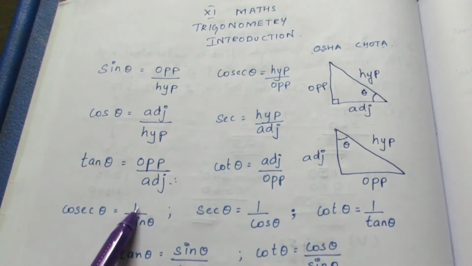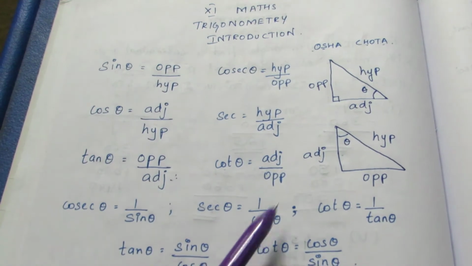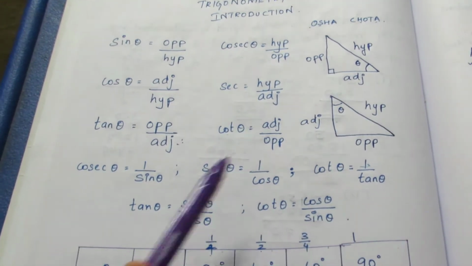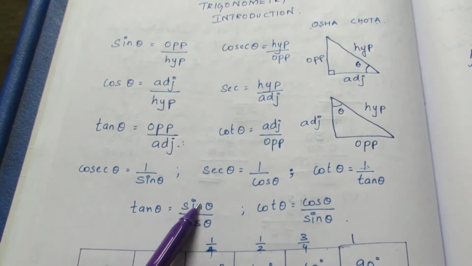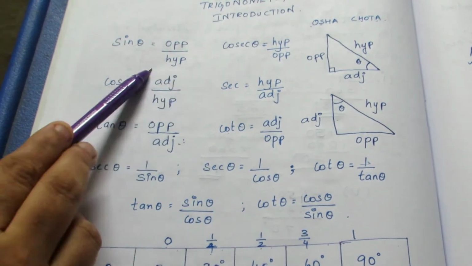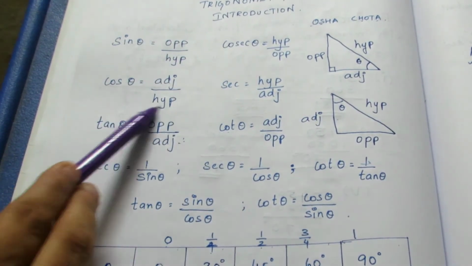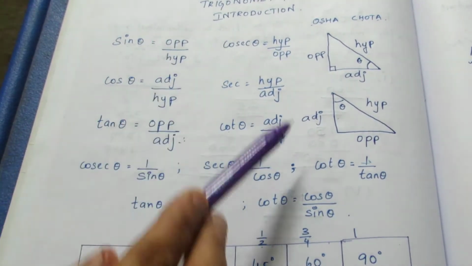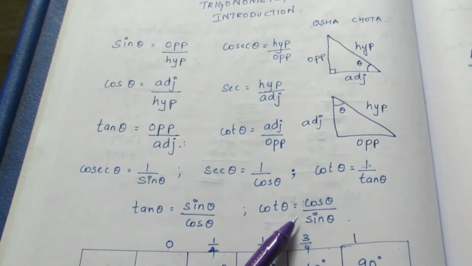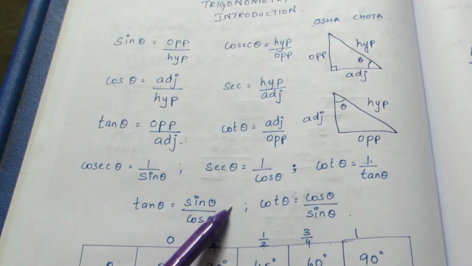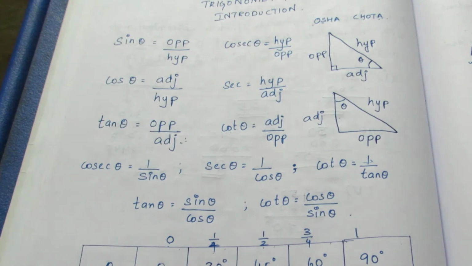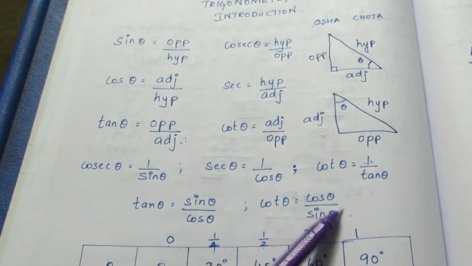So your cosecant will be 1 by sine, your secant will be 1 by cos, your cot will be 1 by tan. For tan, we can also write it as sine by cos. Then in this sine by cos, hypotenuse gets cancelled and it will be opposite by adjacent. That is the reason why tan is opposite by adjacent. The same way for cot, it is the reciprocal of tan, so it will be cos by sine. So cot we can write as cos by sine.